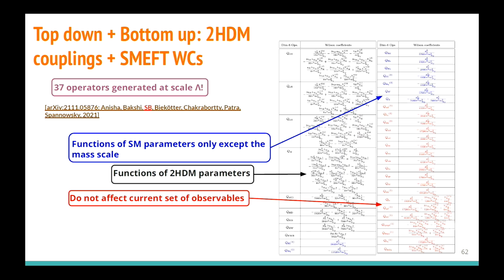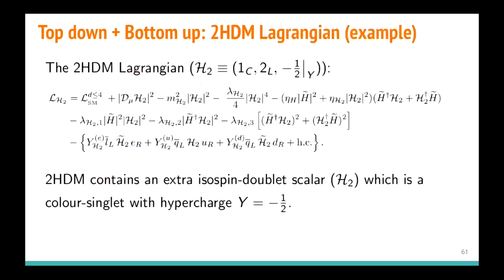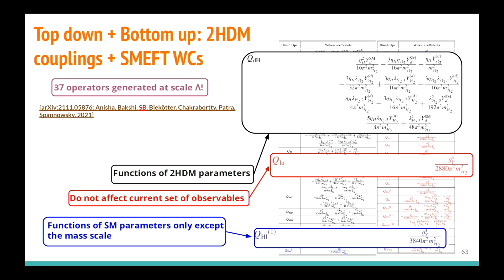So I'll zoom on some of these operators. What we do is that at one loop, we integrate out this heavy field H2, and we get a certain number of operators. So I'll zoom in on them. These are the three classes of operators that we get: the one in the black, the red and the blue. The ones in black are functions of the 2 Higgs doublet model parameters. So we see that these are functions of these eta H2, YH, Y, SMD, and so these are all functions of the 2 Higgs doublet model parameters.